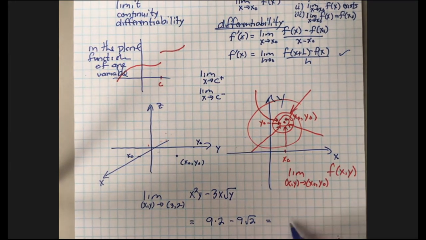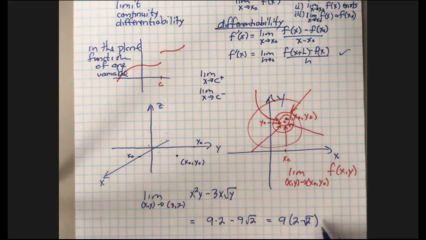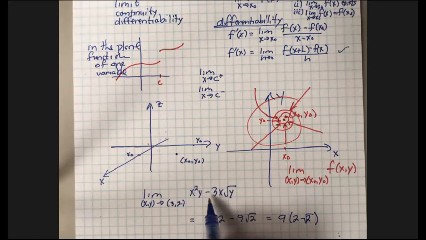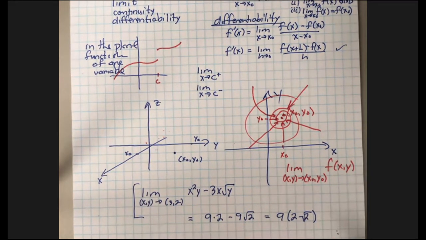And that's, well, it depends on how you want to factor that out. 9 times 2 minus root 2. So for ordinary continuous functions, and remember, polynomials are continuous, square root is continuous where it's defined, and the products of continuous functions are continuous, even when they're from different variables, then the limit is ordinarily well behaved. So I don't have to draw this picture to notice that this function is becoming 9 times 2 minus root 2, no matter how I approach 3 and 2.